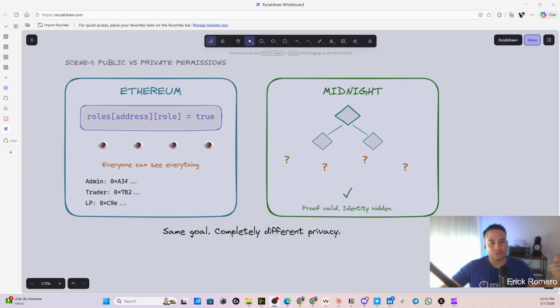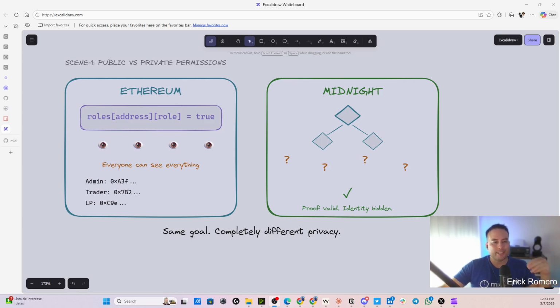OpenZeppelin access control on Ethereum stores roles in a public mapping. Anyone can call hasRole, pass in an address, and instantly know whether that person is an admin, a minter, a pauser, whatever role you've defined.